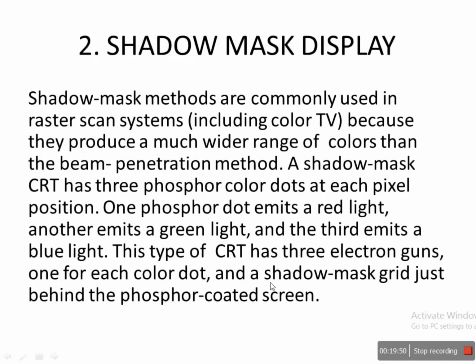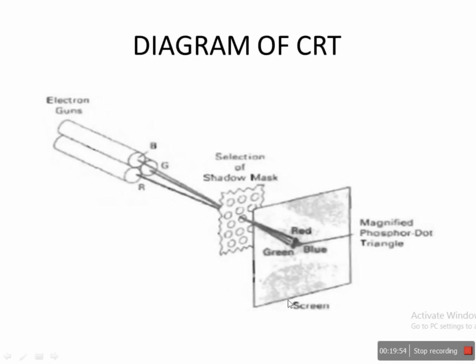A shadow mask grid is just behind the phosphor coated screen. This is how it looks. This is the electron gun for blue color, this is for green, this is for red, and this is the shadow mask. With the help of the shadow mask, it positions all three beams on each pixel such that it produces a combination of all three colors at each separate pixel position, giving us a look of different colors.